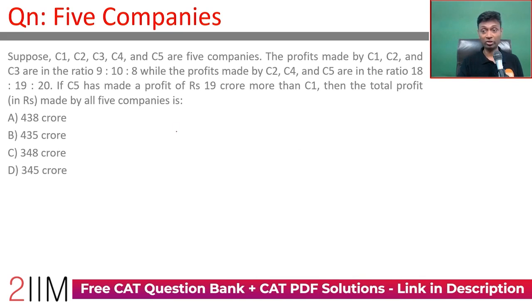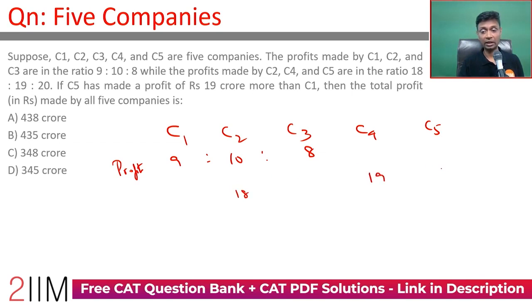Profits made by C1, C2 and C3 are in the ratio 9 is to 10 is to 8. Profits made by C2, C4, C5 are in the ratio 18, 19, 20.